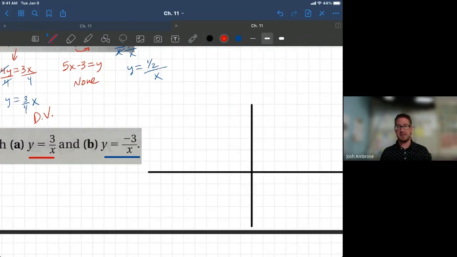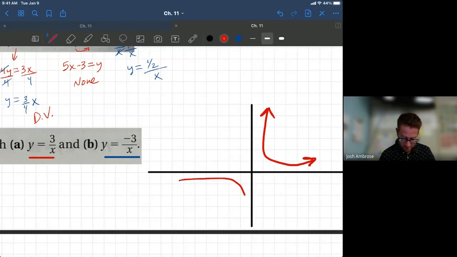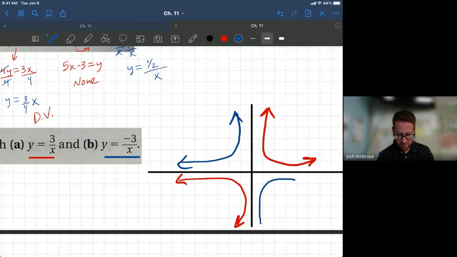Red is a positive. I see y equals 3 over x, 3 being a positive. That's in quadrant 1 and quadrant 3. Right there. Yes, could I be more precise? Yes, of course, but I care that you guys remember the quadrants first. And then let's go to the blue. A -3 value, y equals -3 over x. This goes into quadrant 2 and quadrant 4.